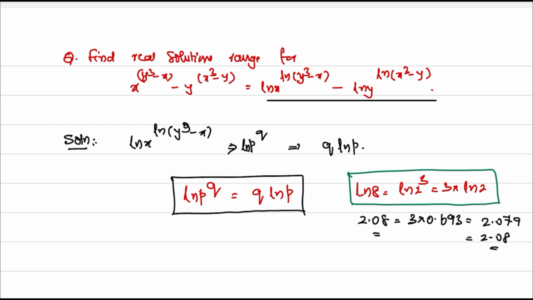That means ln p to the power of q is equal to q into ln p. This basics I think you are all aware, but still I wanted to utilize this particular property and solve this problem. Then the right hand side becomes, what it becomes?